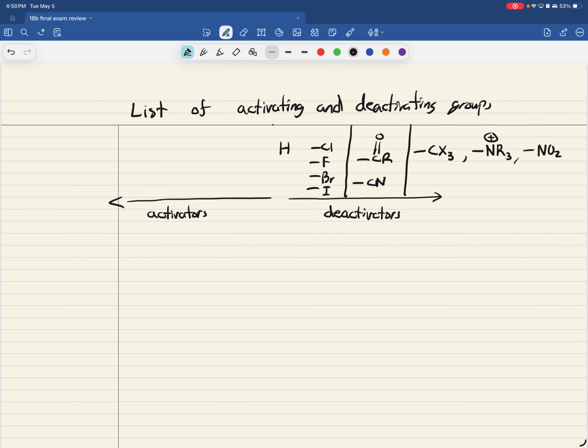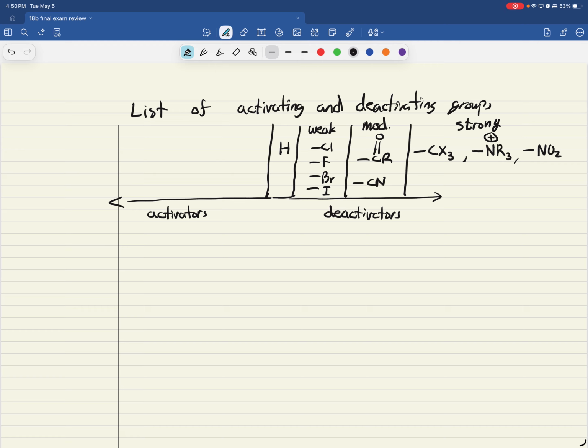All right, here's our baseline. That's H. So this is weak, moderate, strong. The strongest are the most electronegative groups, charged groups, or two oxygens with resonance, a lot of resonance withdrawal. That's going to be a strong deactivator.